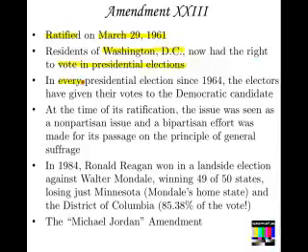Okay, so in every presidential election since 1964, which was the first presidential election in which this amendment really came into effect, the electors have given their votes to the Democratic candidate. At the time this amendment was ratified, there wasn't one clear indication that it would perpetually be the case, but it's turned out to be the case today. At the time of its ratification, the issue was seen as a nonpartisan issue, and a bipartisan effort was made for its passage on the principle of general suffrage. The idea that it is just unfair that you're living in the nation's capital, Washington, D.C., and you can't vote for president.